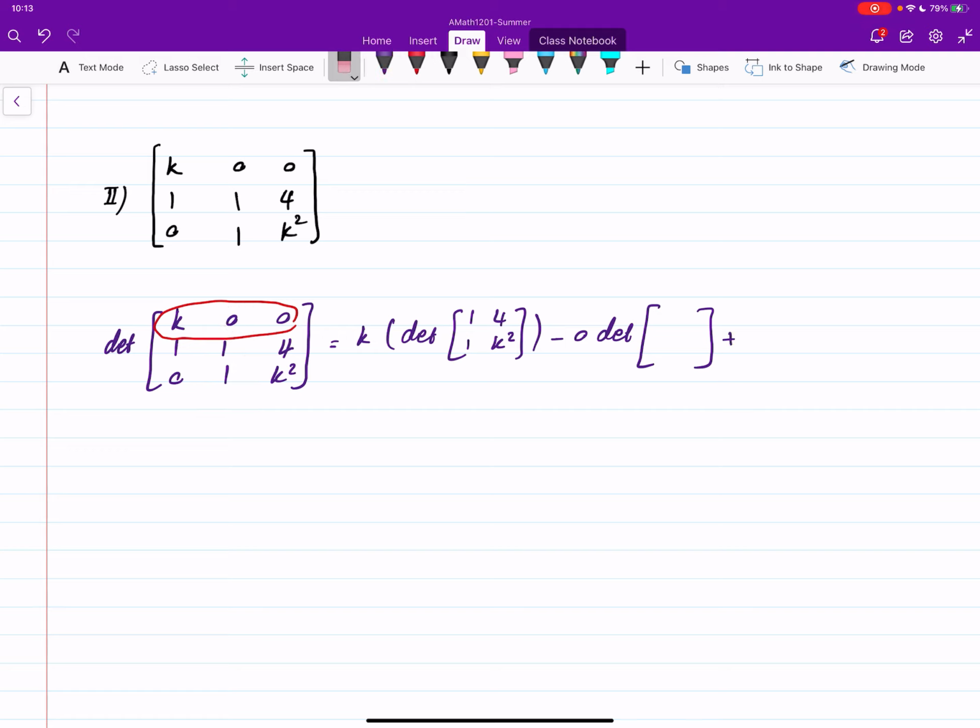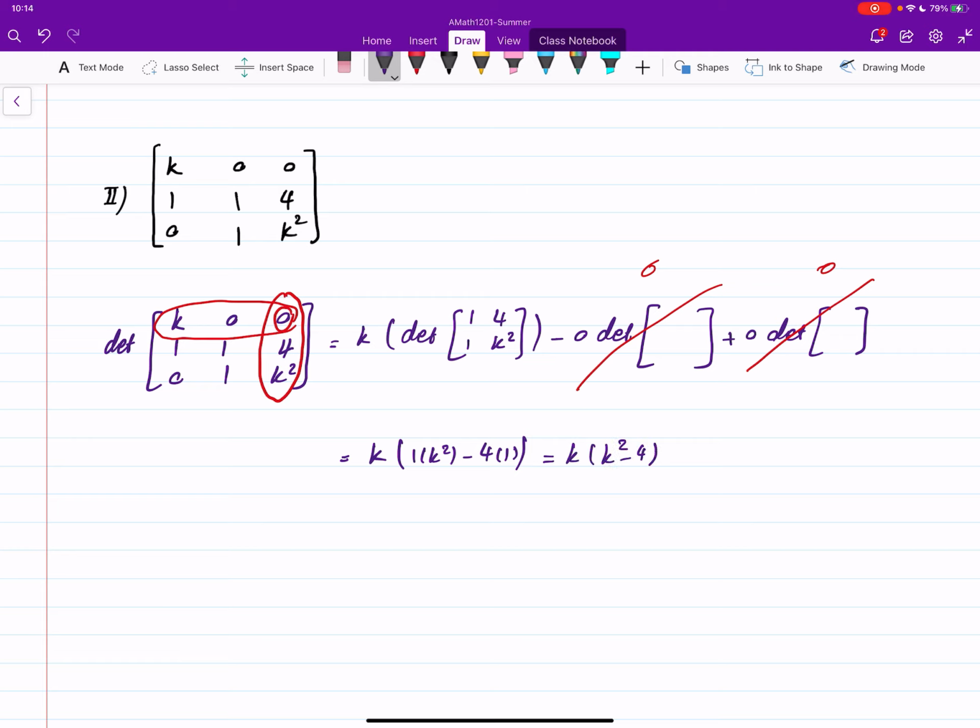The same story goes for the third component. It is going to be 0 times the determinant of some remaining part, so those terms are going to be zero in the end. That means the only remaining part is this piece times the determinant, and that is k squared minus 4. I don't need to expand this because I'm letting it be equal to 0. The determinant of A being equal to 0 means that k times (k squared minus 4) is equal to 0.